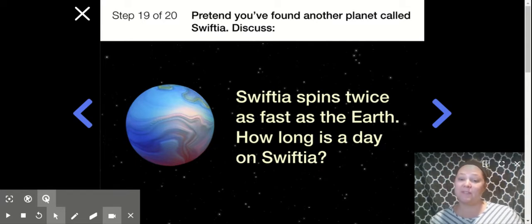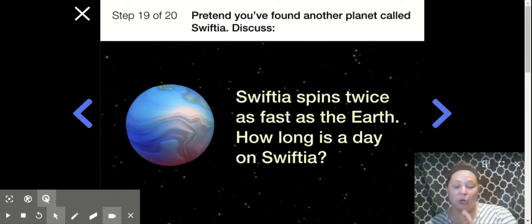Okay, so I think it's funny that they named this imaginary planet Swiftia, because when we think about the word swift, it means rapidly or pretty quick. So this is where it gets kind of confusing, so I'm going to try my best to go slow. You guys can certainly pause and rewind if you need to. So Swiftia spins twice as fast.